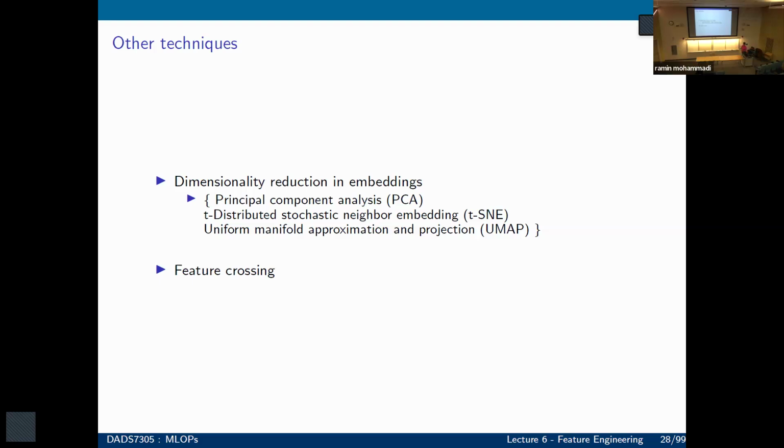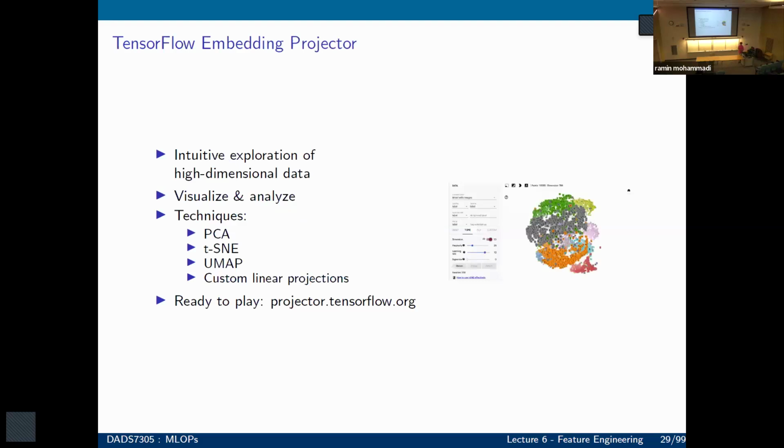Now, why are we talking about this? Because when you work with higher dimensional data, especially embeddings, you want to see: did my embedding learn anything? Can I visualize my embedding? You need a way to bring that higher dimensional matrix into at least 3D or 2D, and then visualize it. There are some tools out there. One of them is called TensorFlow Embedding Projector. So let's see if we can.